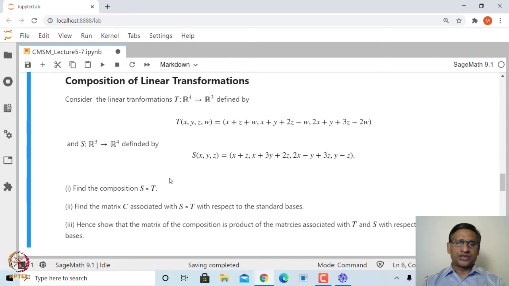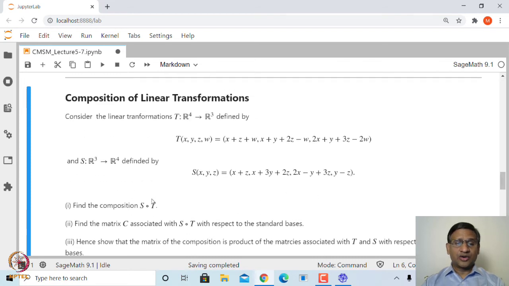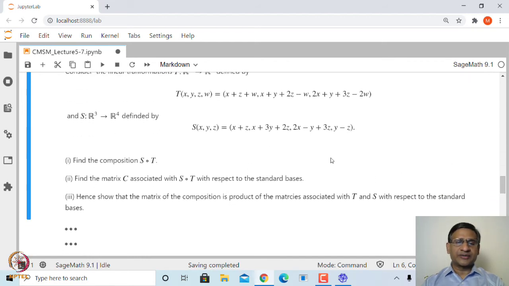Then the composition S composite T makes sense, and it will be a linear transformation from R4 to R4. It is easy to check that if you have two linear transformations T and S, then S composite T is also a linear transformation. That's a very simple exercise. Similarly, you can check that T plus S will also be a linear transformation. In this case, T plus S will not make sense, but if T and S are both linear transformations from, let us say, V to W, T plus S will make sense, and T plus S will also be a linear transformation.